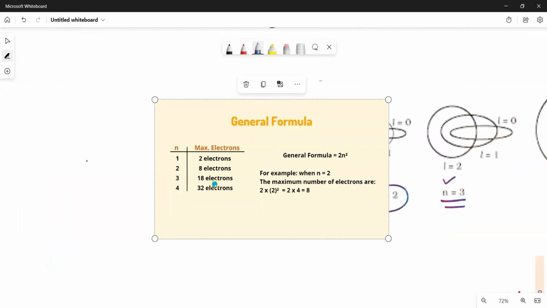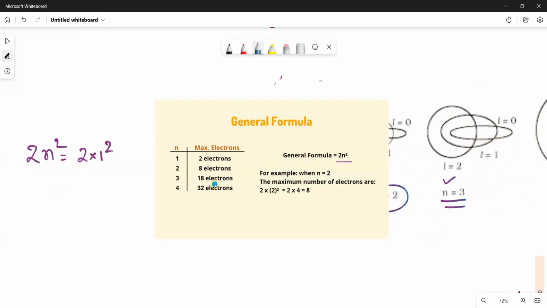Now while I am going to learn the electron configuration, in that case we must follow a general formula. General formula is 2n square. Now you see that n is 1, 2n square, where n is 1, so automatically it is 2 into 1 square. For n equal to 2, 2 into 2 square. n equal to 3, 2 into 3 square. And n equal to 4, 2 into 4 square.